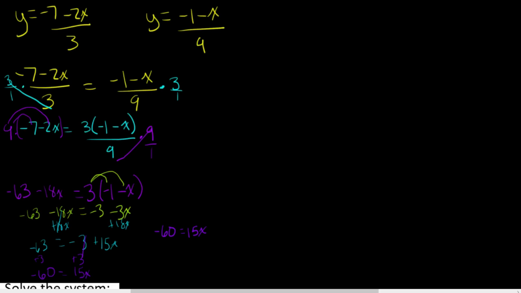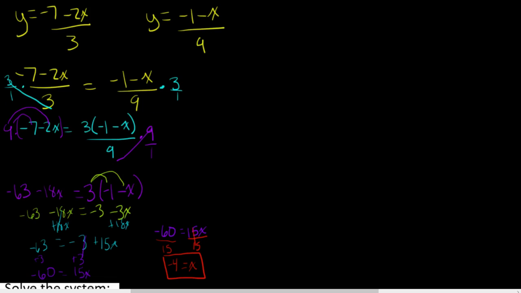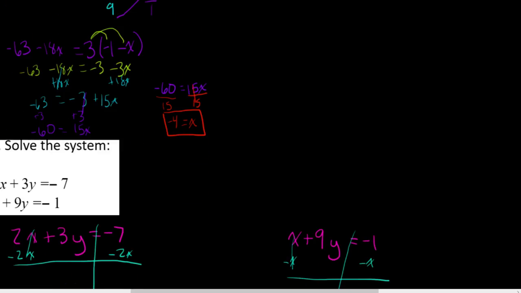We're one step away from being halfway done with this problem. We're going to go ahead and divide both sides by 15. Those will cancel out, and we should get x is equal to negative 4. Once we have our x value, we have half of the solution to the system. So we're going to go ahead and take this negative 4 and plug it back into one of the original equations. It doesn't matter which one. I'm going to go ahead and pick the first one.